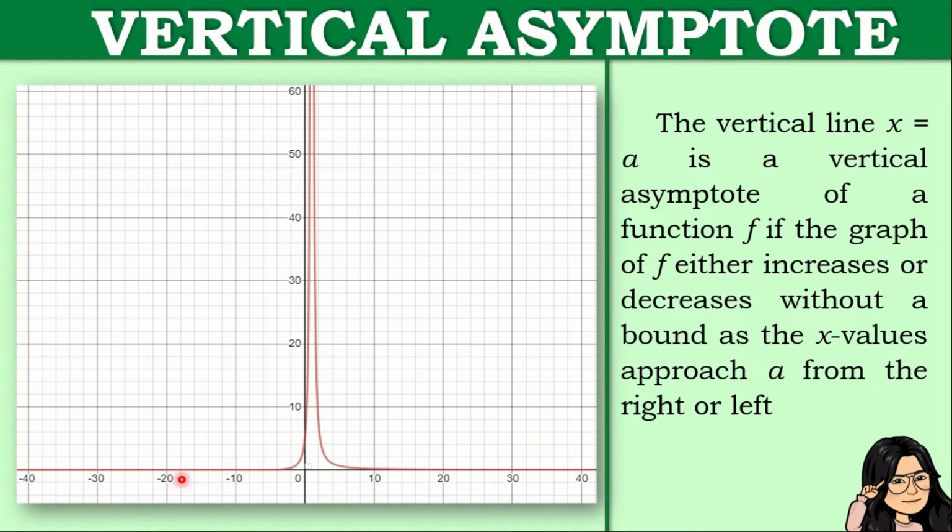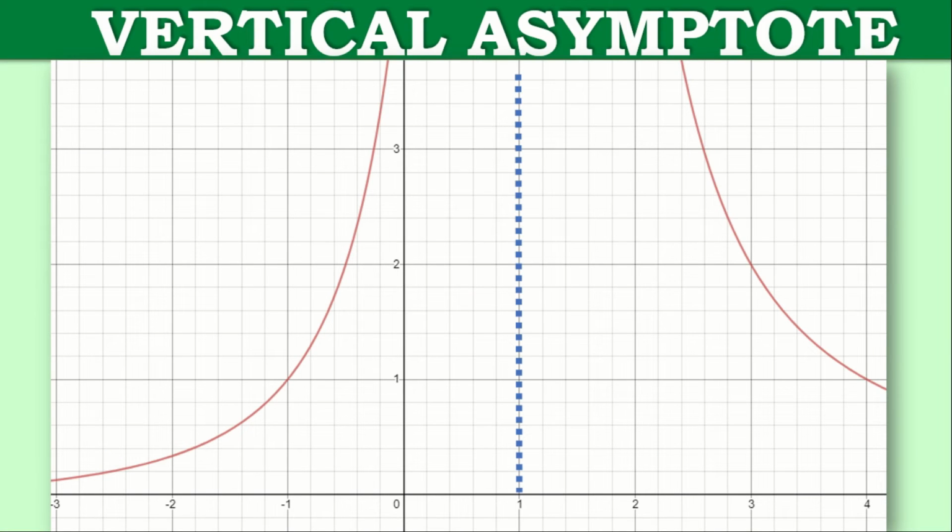Observe that the curve from left or right approaches an imaginary line right here, which is represented by this blue broken line. And that is what we call our vertical asymptote. Let's zoom in to have a closer look. Here, the curve approaches from left or right to this value of x, that is, x equals 1. And that is our vertical asymptote. I repeat, our vertical asymptote here is x equals 1, which is represented by the blue broken line in this figure.